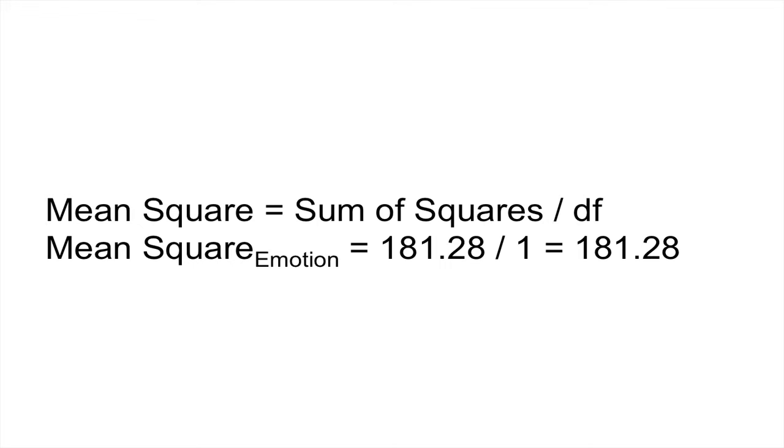Generally, the mean square equals the total sum of variability in our study divided by the degrees of freedom, the number of entities we just talked about. So our mean square for emotion equals 181.28, the value we just calculated for our main effect, divided by its degrees of freedom, which we just saw was 1, which equals 181.28.